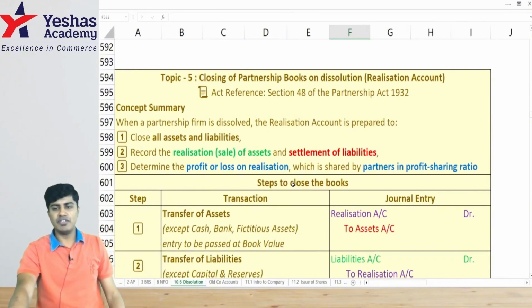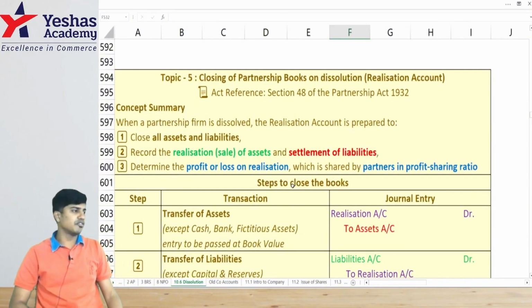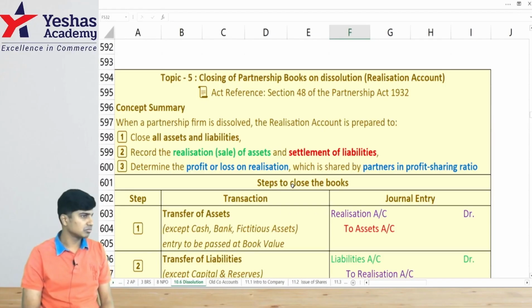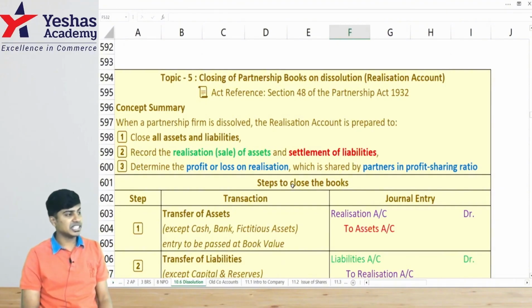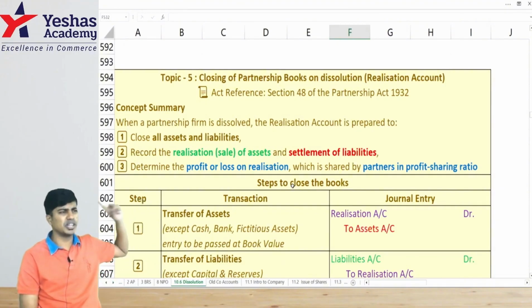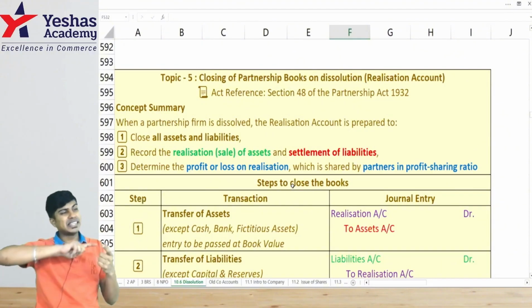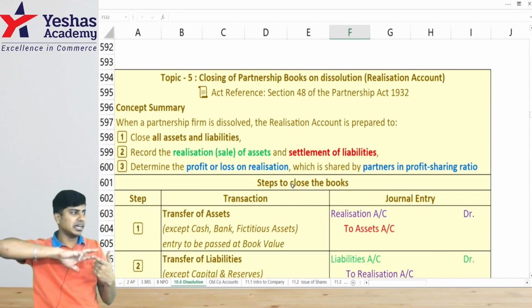What is topic 5 in our chapter? Closing the books of the partnership firm. How to close the books? Closing of the books is done by way of realization account. Again, this is also section 48 only. That is, sell the assets, pay the liabilities, pay the advance of the partners, then repay the capital.